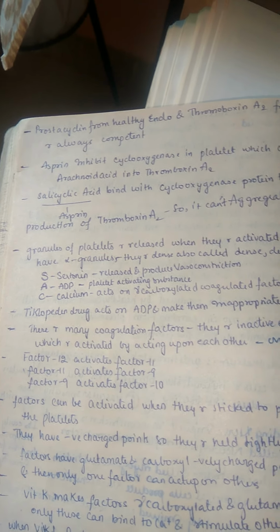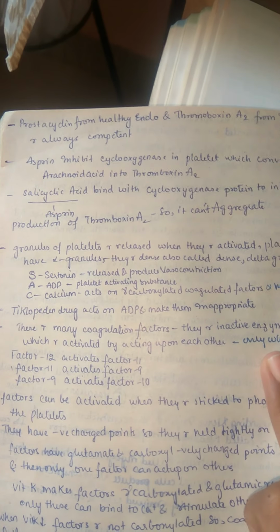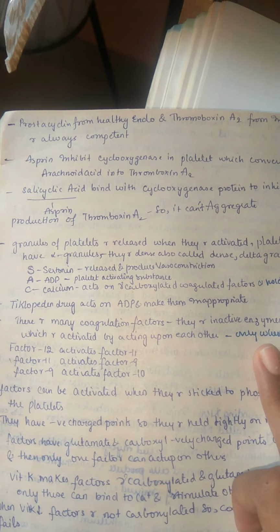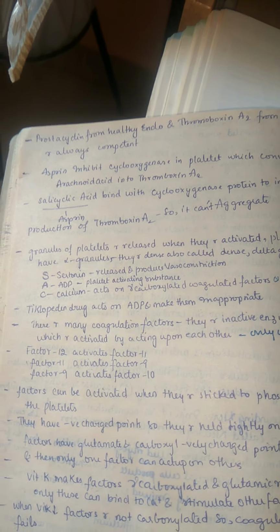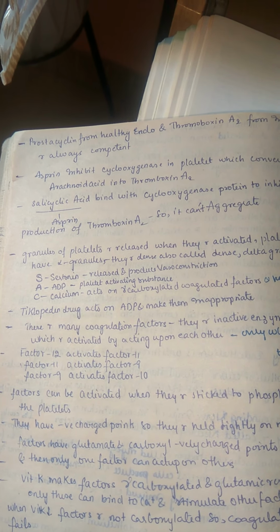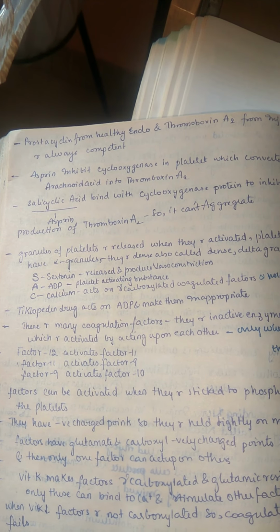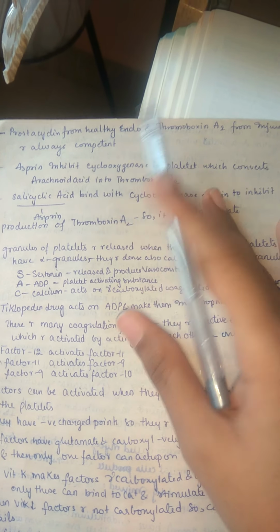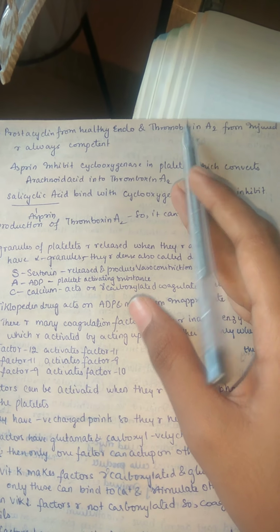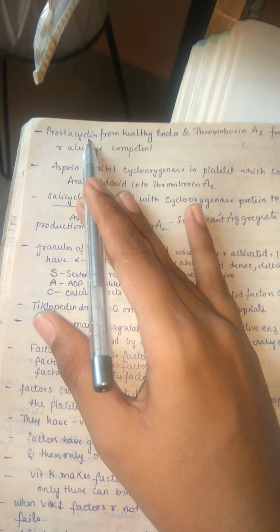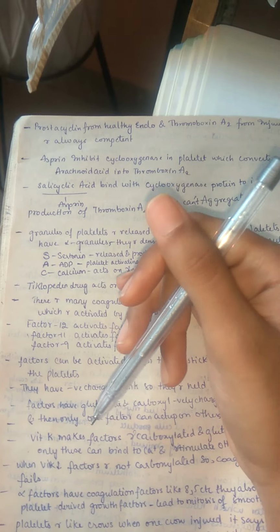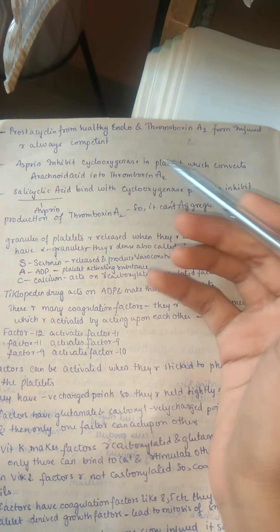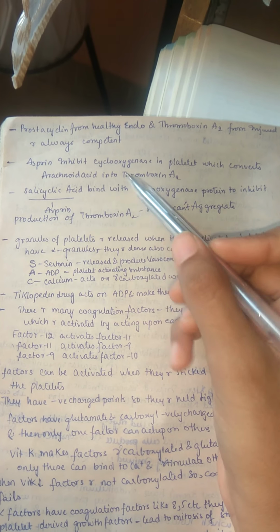Prostacyclin from healthy endothelium and thromboxane A2 from injured endothelium are always competing. These decide whether to form the clot or not. Prostacyclin from a healthy individual says not to form the clot, and thromboxane A2 from injured tissue always says to form the clot. Whenever there is a higher amount of thromboxane A2 in the blood, there is a chance of forming a clot, and whenever there is prostacyclin, a clot is not going to form. Aspirin is mainly a salicylic acid tablet which inhibits cyclooxygenase in the platelet, which converts arachidonic acid into thromboxane A2.